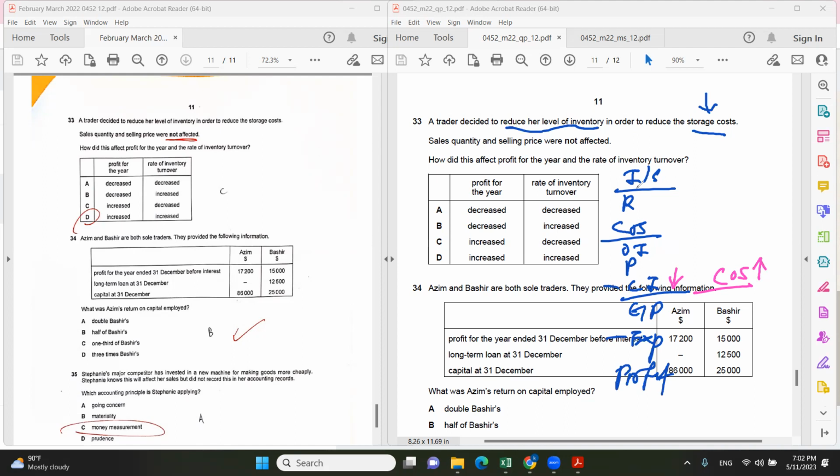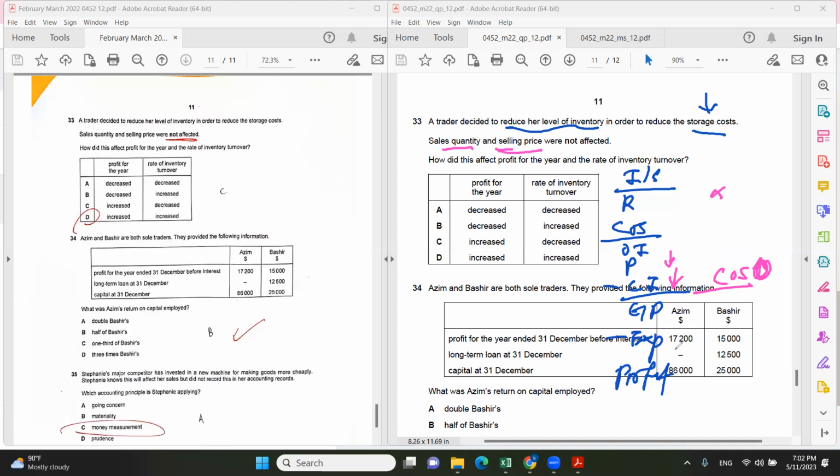But when we reduce the level of inventory, that means we have lesser purchases. Get it? That means we reduce the purchases because they say that sales quantity, selling price no change. This one no effect. When we reduce the inventory, basically we reduce the purchase items. So this one reduces, that means this one becomes no effect.